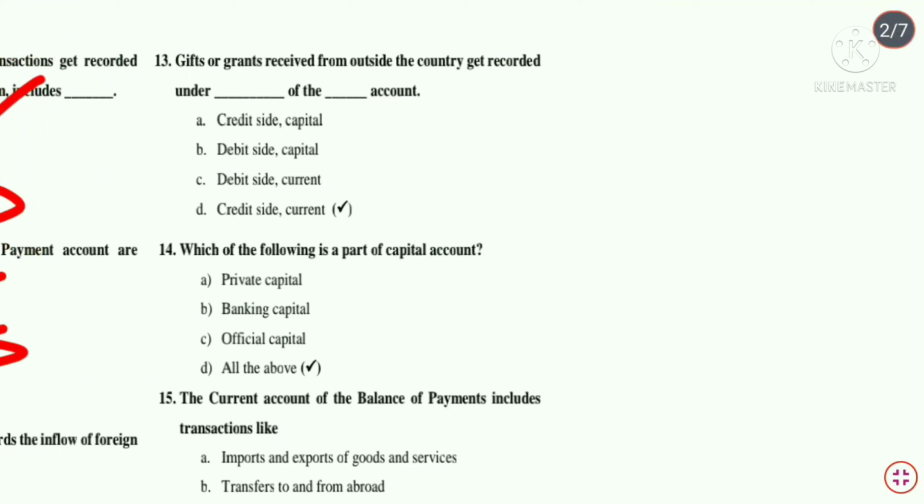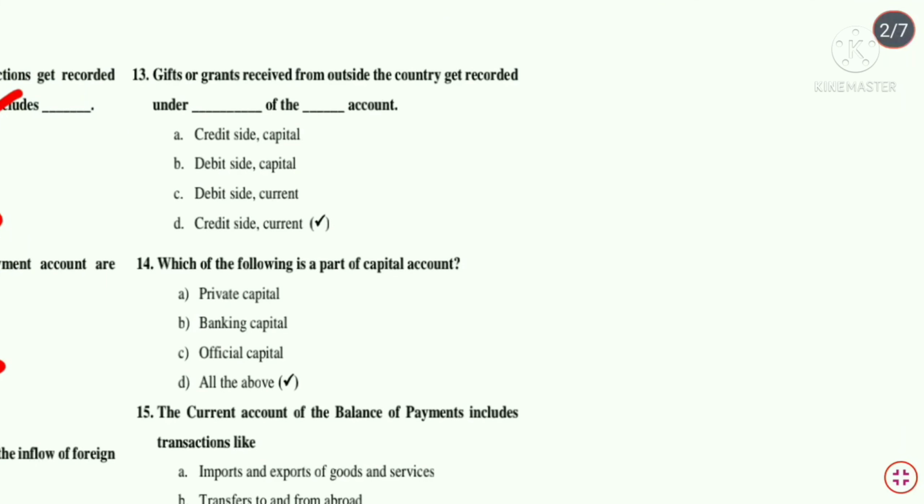Next question, that is gifts or grants received from outside the country get recorded under the dash of the dash account. उसमें क्या होगा, जो भी फॉर एग्जांपल गिफ्ट्स और ग्रांट्स हमारी इंडियन इकोनॉमी में किसी फॉरेन कंट्री से आ जाते हैं, दैट मीन्स इनफ्लो ऑफ फॉरेन एक्सचेंज, दैट विल बी रिकॉर्डेड इन द क्रेडिट साइड ऑफ करंट अकाउंट.